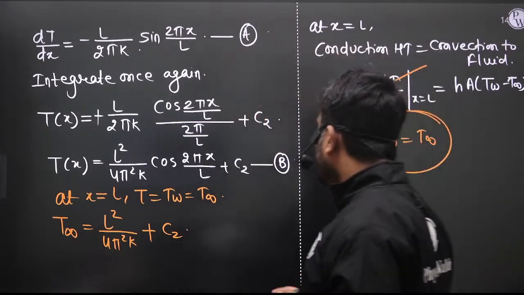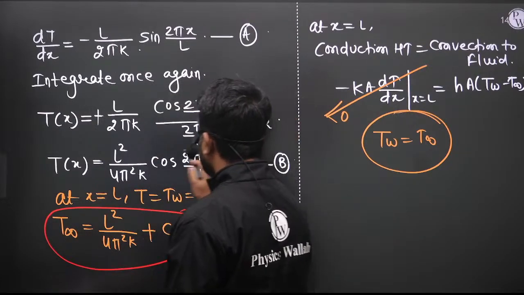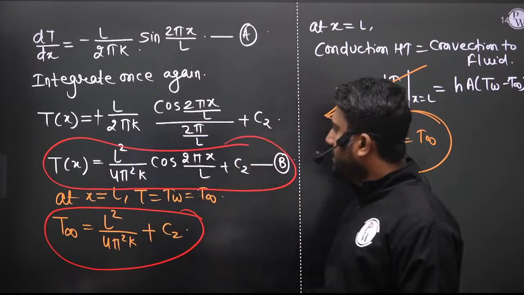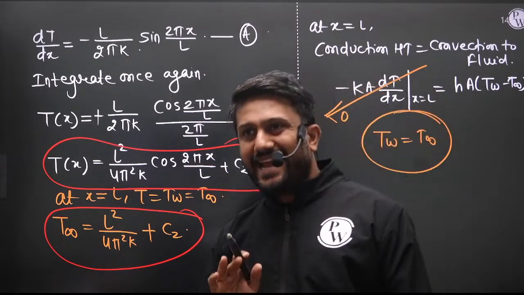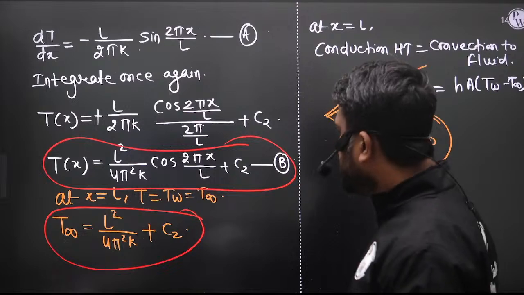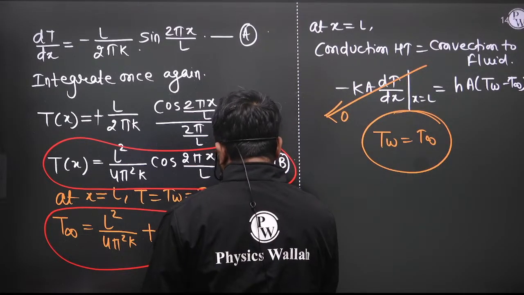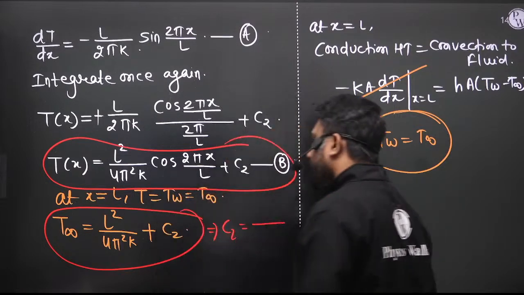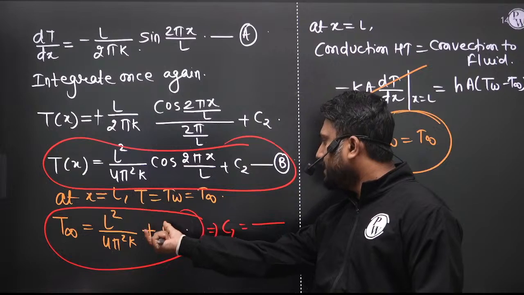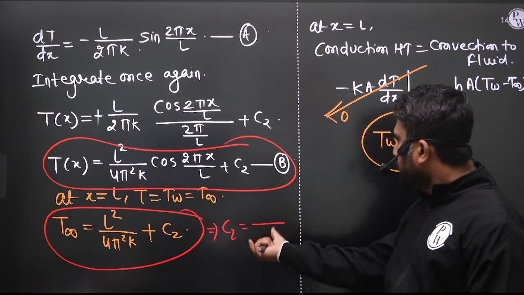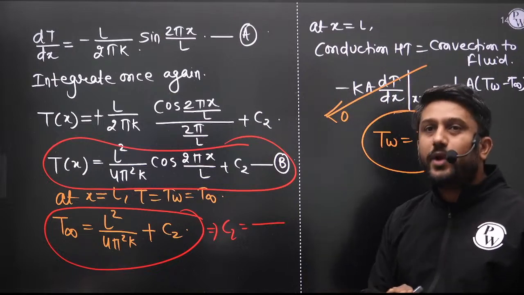Now this is C2. Now see this equation and this equation, right? In this equation there is an h. If you put here, you can calculate C2 from here. C2 is equal to T infinity minus L square by 4 pi square K. Now if you see this equation, temperature variation with respect to x, there is no h term.